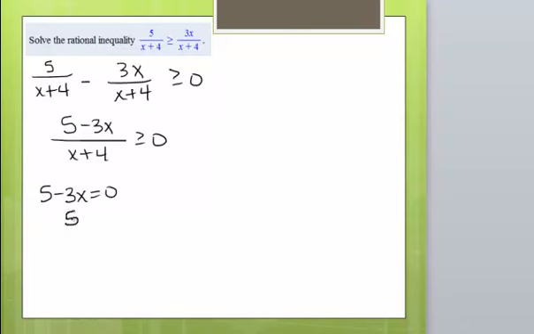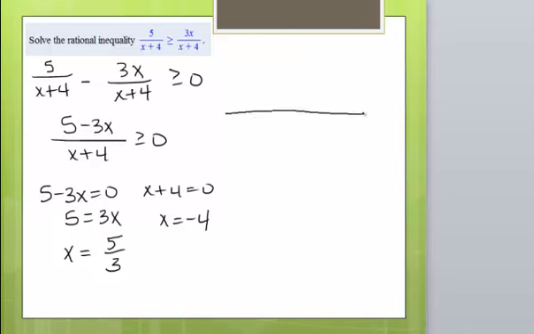So let's subtract 3x. We'll get 5 equals 3x. Divide by 3. So x is equal to 5/3. X plus 4 equals 0, so x equals negative 4. So these will be our endpoints. Can x be negative 4? Well, we do have an equal to sign, however, that would make the denominator 0. So it cannot be negative 4.